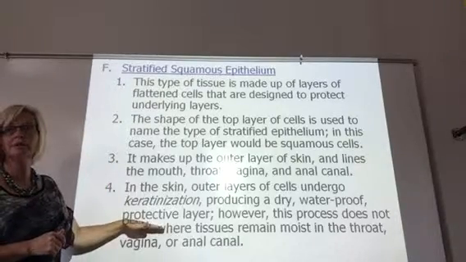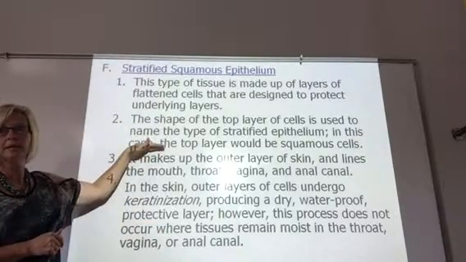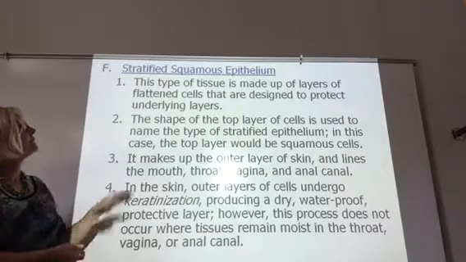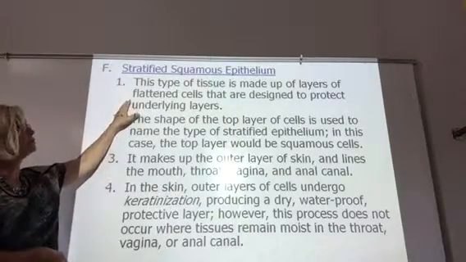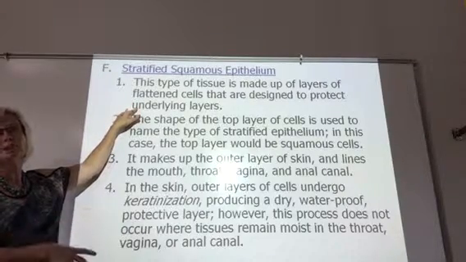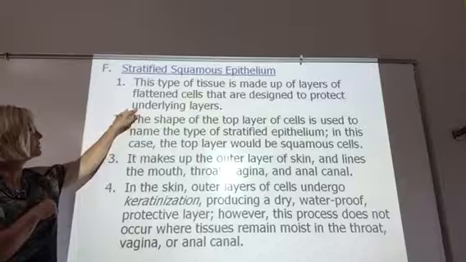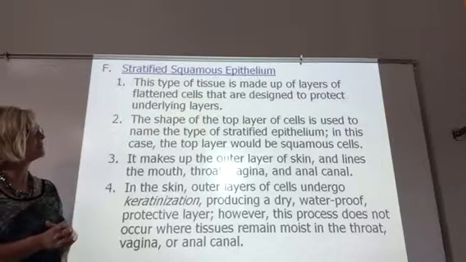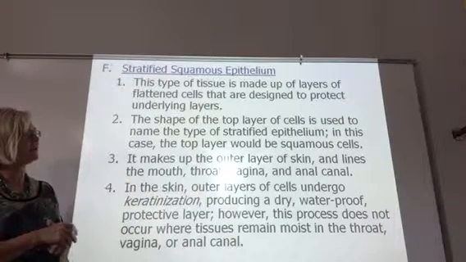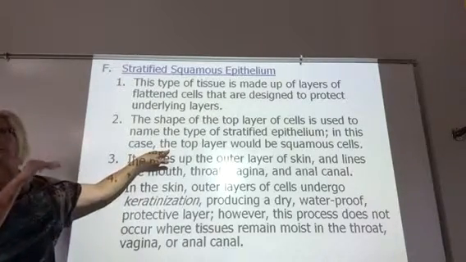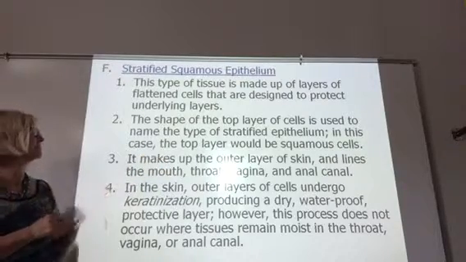And as you start at the bottom and move your way up, those cells are going to change a little bit. So type of tissue, layers of flat cells designed very much for protection. That's why there's so many layers. The shape of the top layer is used to name the type of stratified epithelial. So in this case, the top layer is squamous or flat.